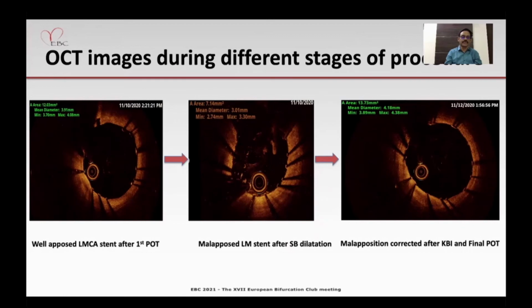The first one shows, this we have kept here for easy comprehension. The first image shows the well apposed stent following the first POT. The second image shows a grossly malapposed stent in the LMCA following the side branch NC balloon dilatation. And the last image shows, again, a well-apposed stent in the left main following final kissing and the final POT.